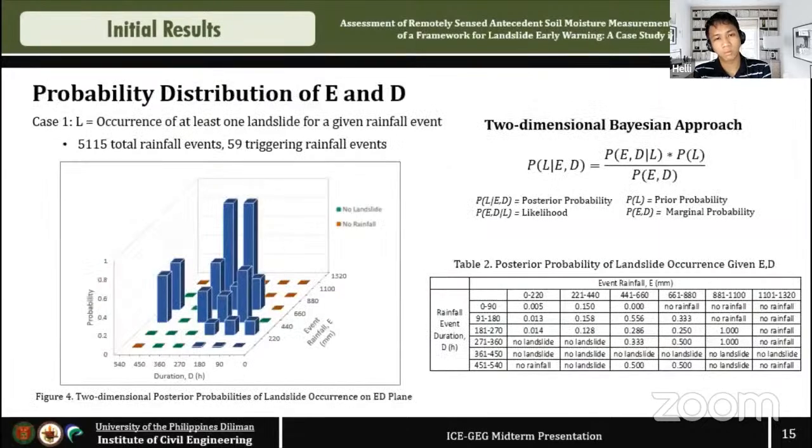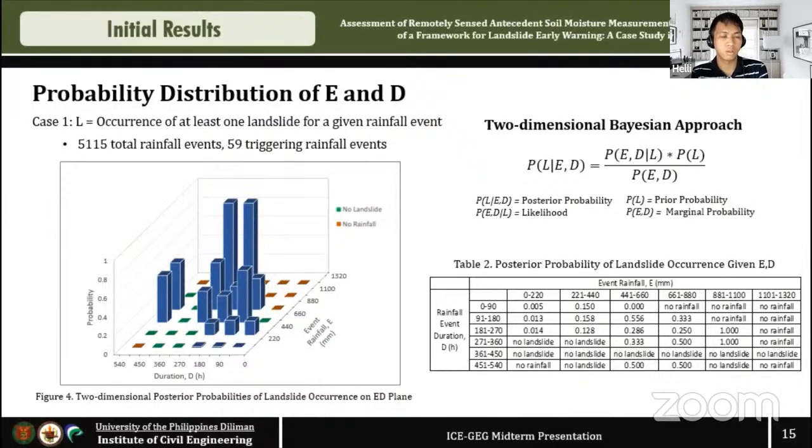The rainfall events reconstructed by the algorithm were then used for the probability distribution of E and D. For the first case, only 5,115 out of 5,128 rainfall events were considered, as outliers were ruled out. For case 1, L is defined as the occurrence of at least one landslide for a given rainfall event. Therefore, without the outliers, only 59 triggering rainfall events were considered. It can be observed that two conditions have a posterior probability of 1. This is because all of the rainfall events identified with such conditions resulted in two landslides.